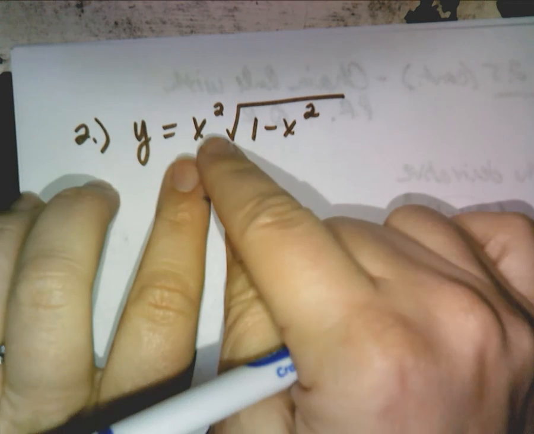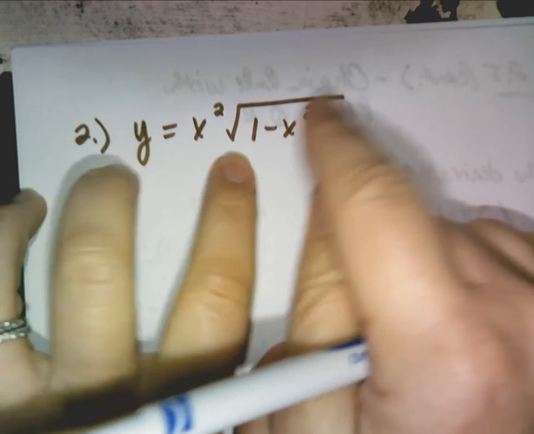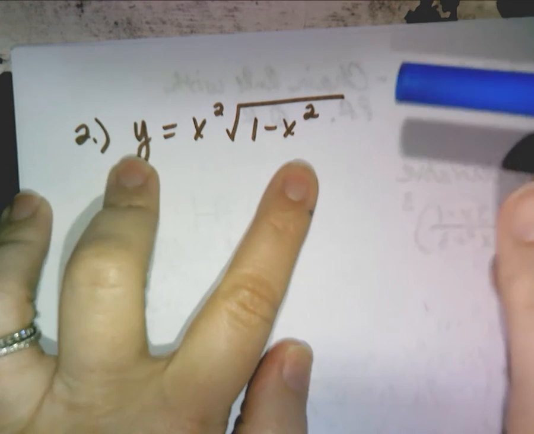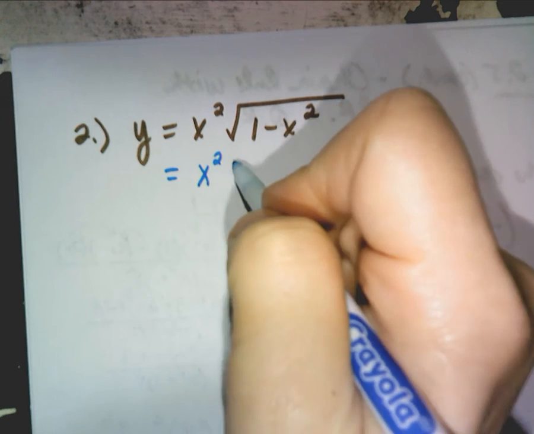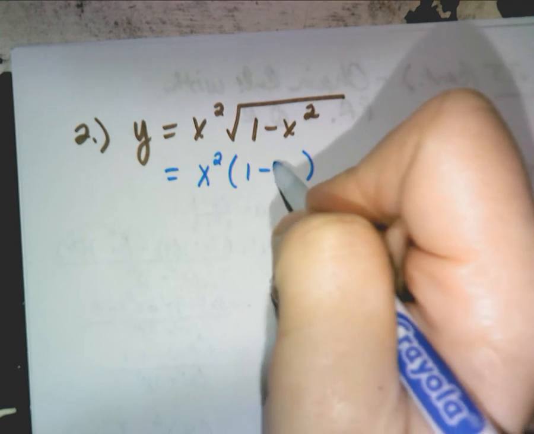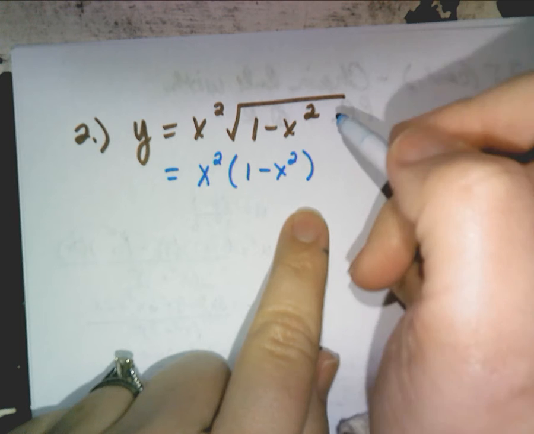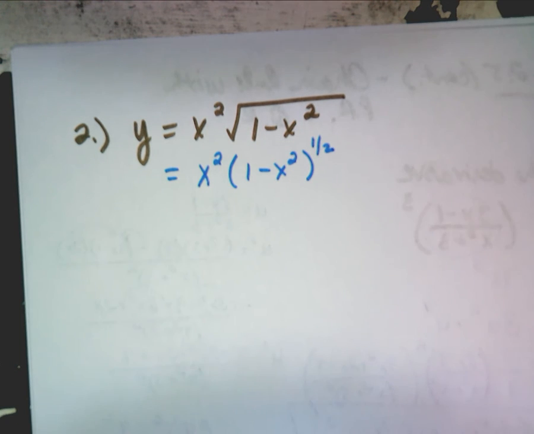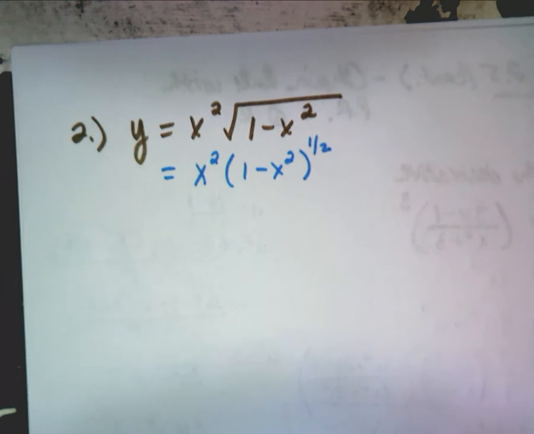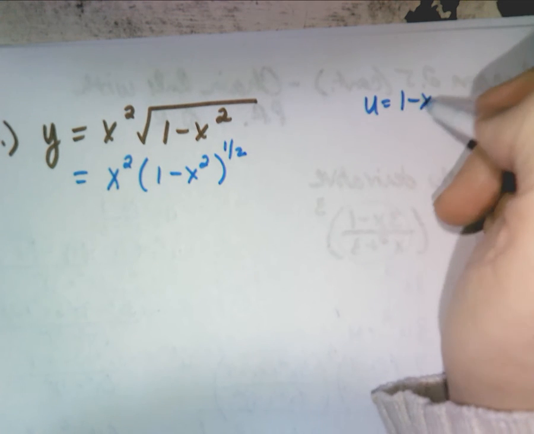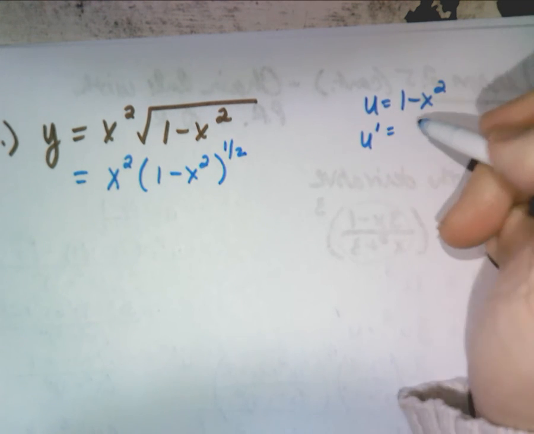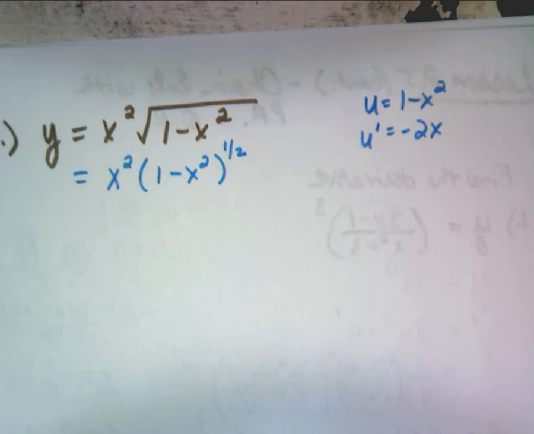All right, you have x squared times the square root of 1 minus x squared. First things first, let me rewrite this as x squared times, in parentheses, 1 minus x squared to the what power? 1/2. All right, so what would our u be? 1 minus x squared. Put it on the side of your paper. Take the derivative while you're there: negative 2x. Would you all agree? Yeah.